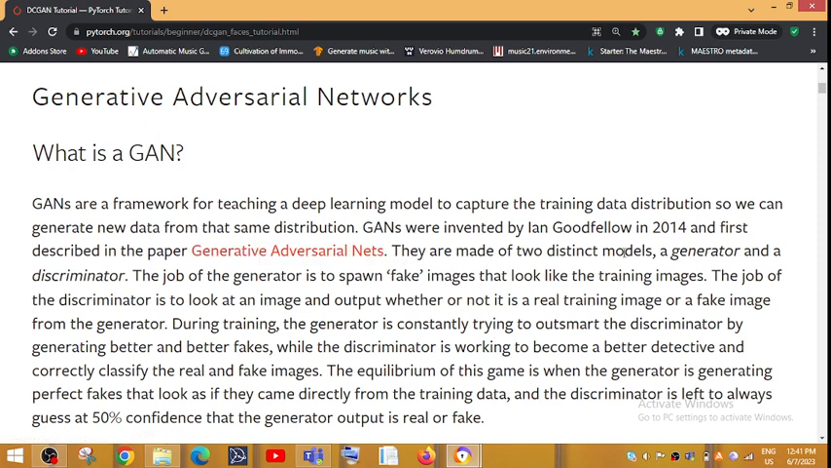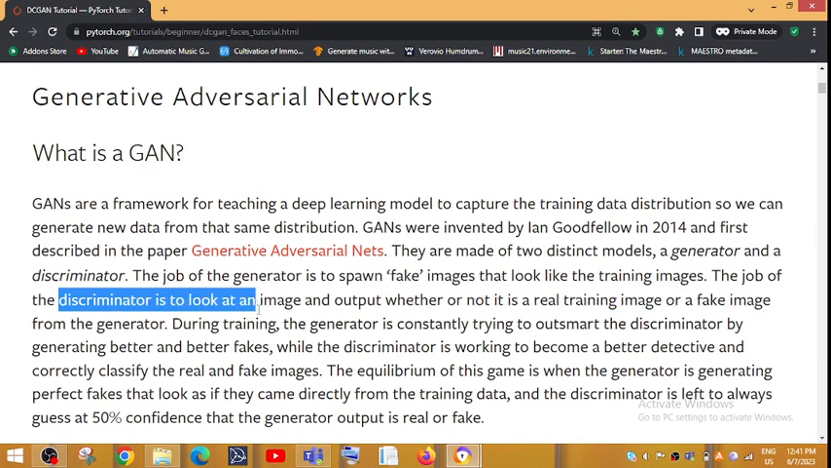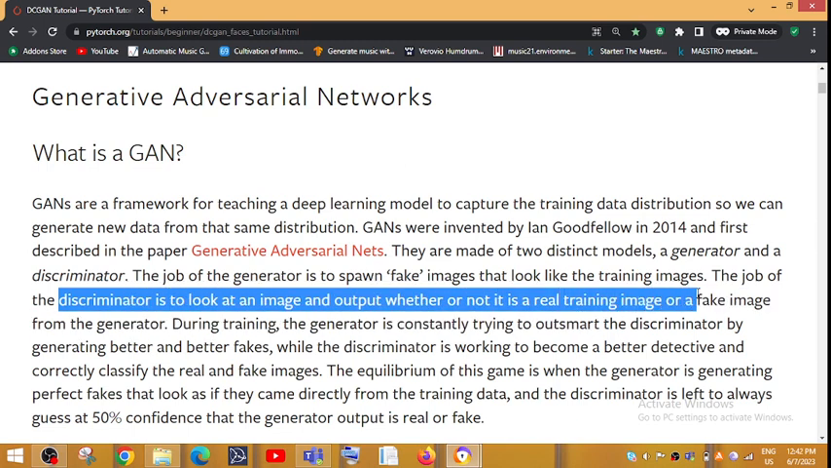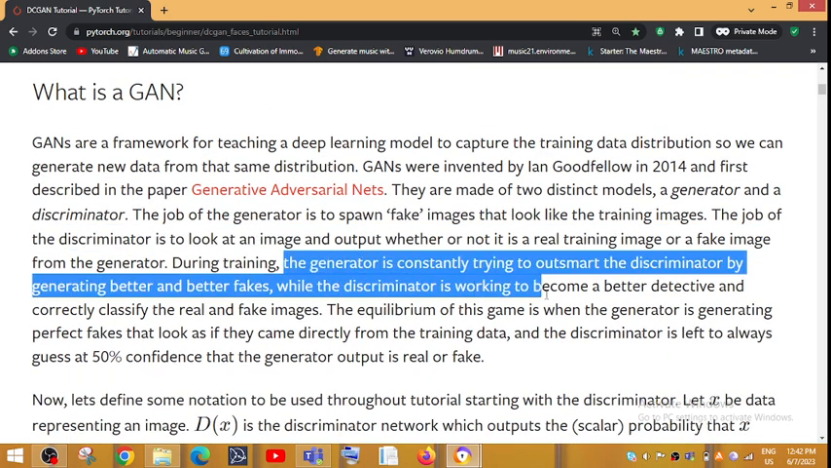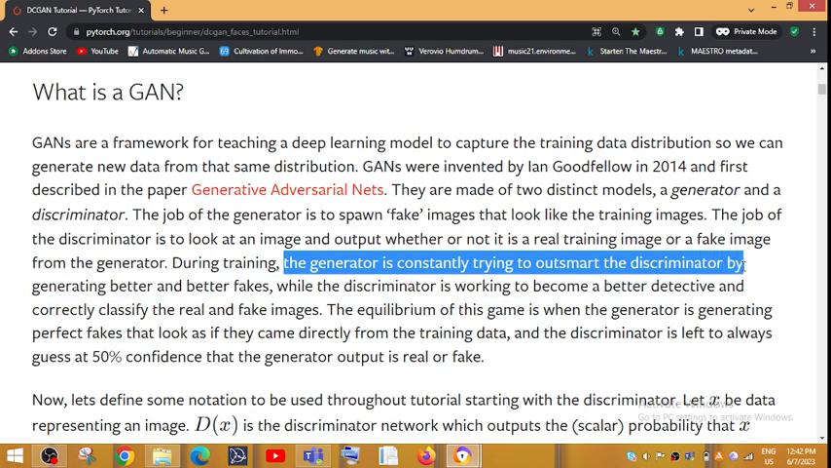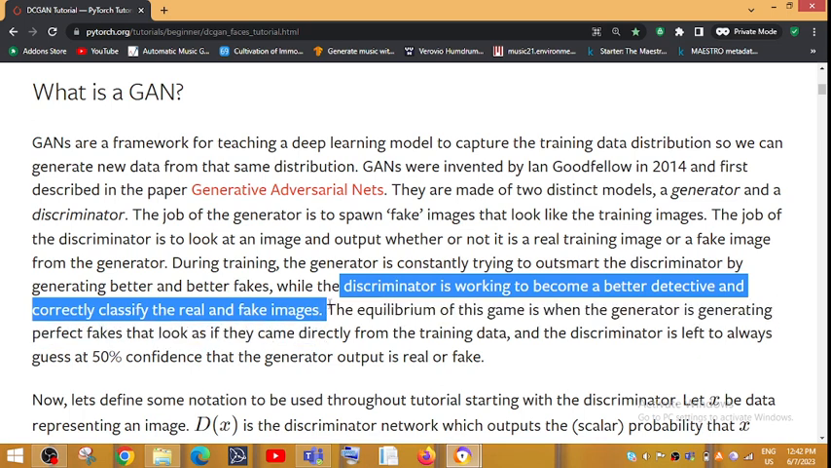They are made of two distinct models, a generator and a discriminator. From this word again we can describe: the function of the generator is to make fake images that look like the training images, and the discriminator is to look at an image and output whether it is a real image or a fake image from the generator. During the training process, the generator is constantly trying to improve itself by outsmarting the discriminator by generating better fakes, while the discriminator is also working to become better at detecting and correctly classifying the fake and the real images.